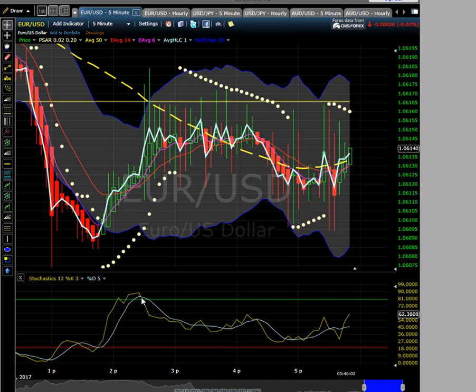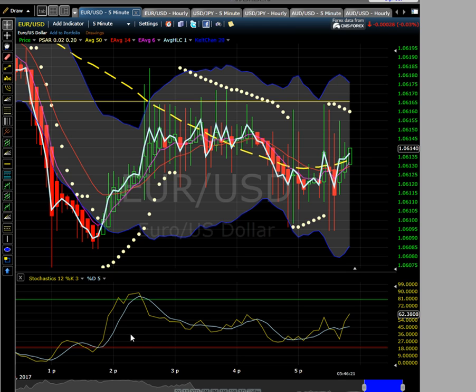So if the yellow line crosses down towards the blue line and they both go out of the overbought area, then it could be a sign that the market will continue to go down. And vice versa, if you do it on this side, it could be a sign that the market will start to go up.